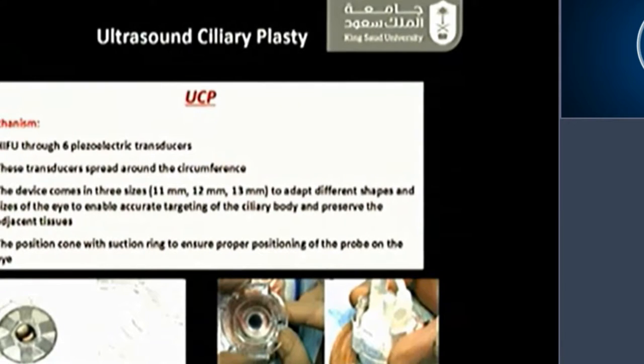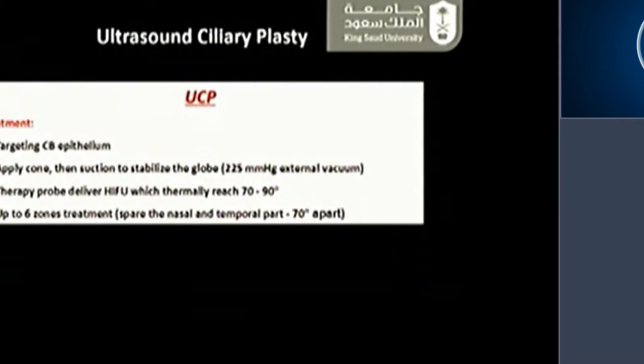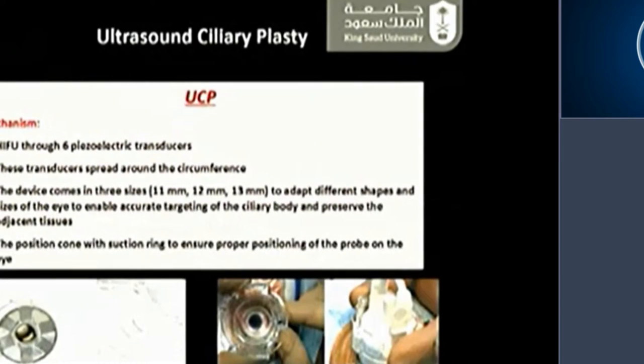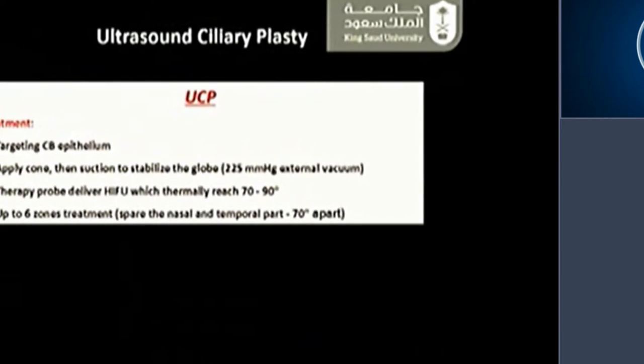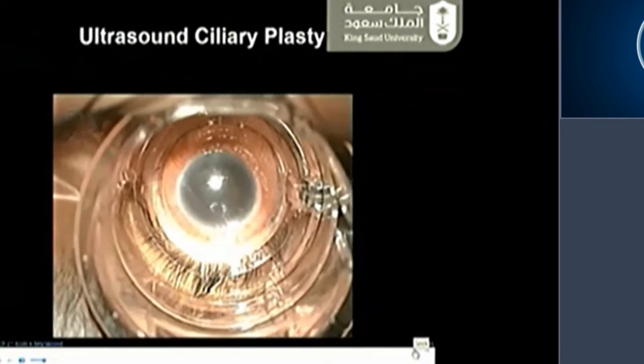Then you will insert the ultrasound probe, and you will initiate the 6-zone treatment. It will target the ciliary body epithelium, and it will induce heating of 70 to 90 degrees within the ciliary body epithelium. You will have six-zone treatment. You will spare the nasal and temporal parts because the distance between the treatment zones will be 70 degrees. So you'll spare the nasal and temporal quadrants, and you'll save them for treatment again in case the pressure is not decreased to a satisfactory level.